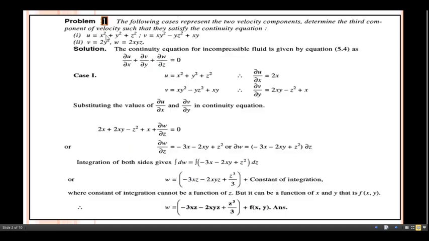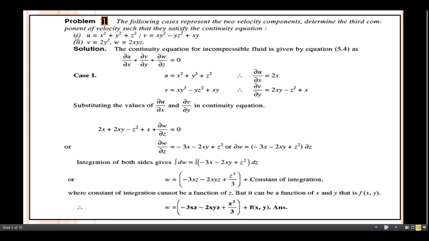So let us start. Here is the first problem. The following cases represent two velocity components. Determine the third component of velocity such that they satisfy the continuity equation. First one, u equals x square plus y square plus z square. Next, v equals xy square minus yz square plus xy. Next one, v equals 2y square, w equals 2xyz.